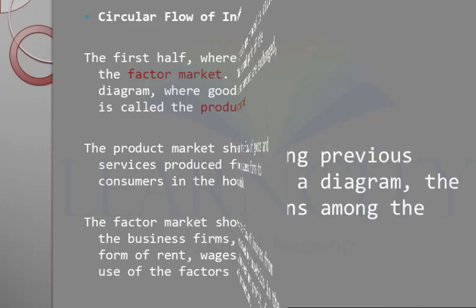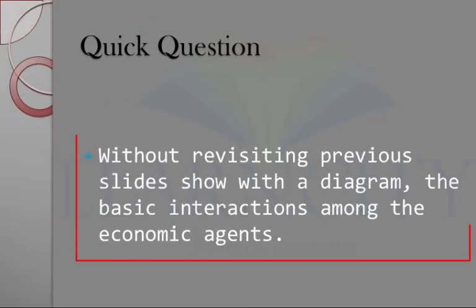Quick question before we round up this unit. Without revisiting the previous slides, show with the diagram the basic interactions among the economic agents. I need you to first of all find out who the economic agents are, and show their interactions without going back to the slides. Let's test your ability to remember what we just discussed in this unit, which we'll see in the next unit.